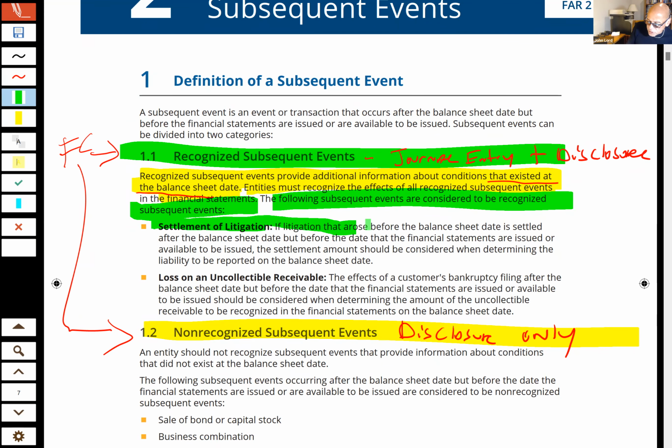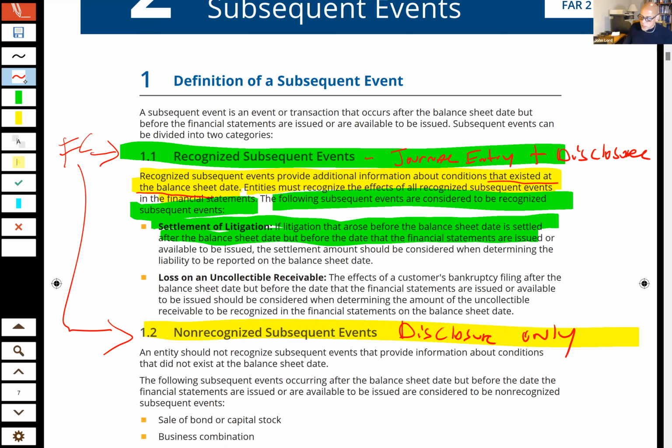So if a litigation arose before the balance sheet date and it is settled after the balance sheet date, but before the financial statements are issued. So the lawsuit started in November of year one. It's now year two. It's January of year two. We settle the lawsuit and we're not going to issue our financial statements until, say, February. Then we're going to have to make a journal entry and disclose what has happened because of that settlement of the litigation.